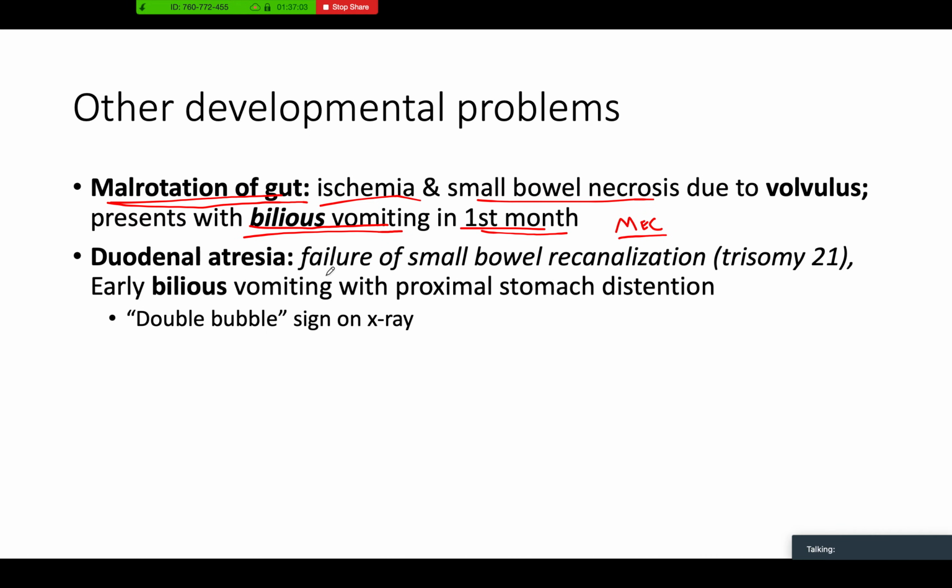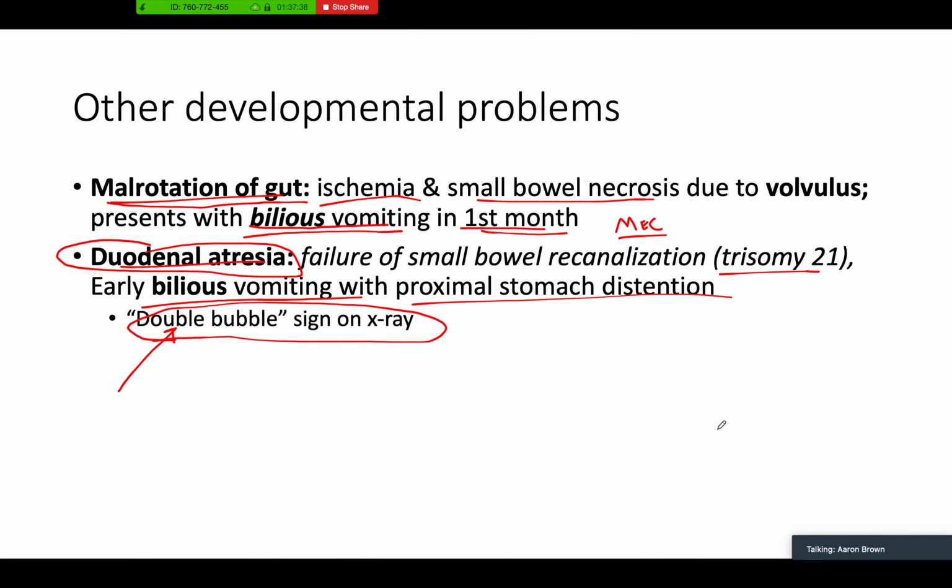Okay. Last is duodenal atresia. Before we talked about esophageal atresia, where the esophagus doesn't form fully and we have a little pouch. The same thing can happen in the duodenum. It is associated with Down syndrome. We would see early bilious vomiting. Your stomach will be distended. And what do we look for? Double bubble sign on x-ray. This is bread and butter step one stuff. If you ever hear them describe a double bubble sign, duodenal atresia is the key.